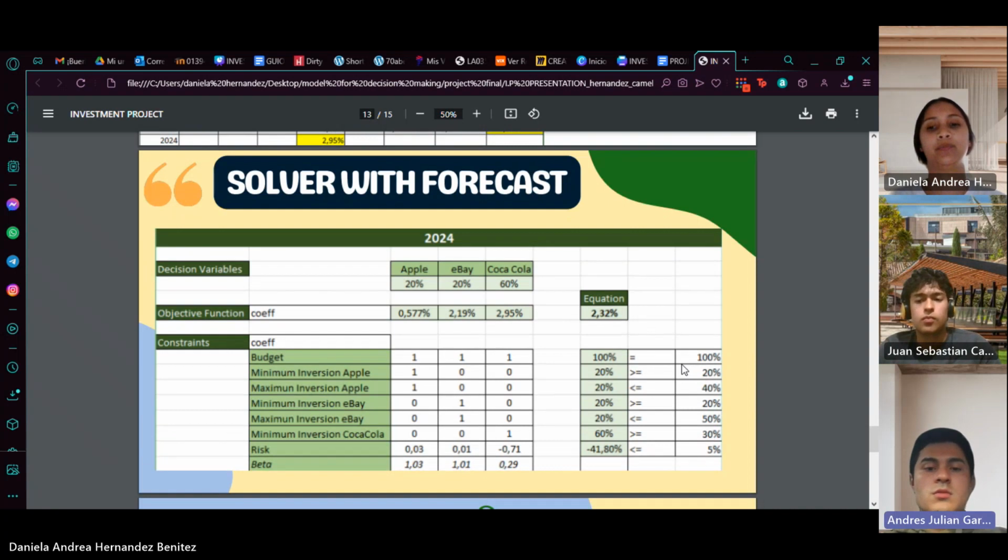Now, the solver with forecast values as a final result: by investing the values projected for 2024, taking into account the projections of the returns, we will obtain from that investment a return of 2.32%, when in 2023 our base model was 2.29%.